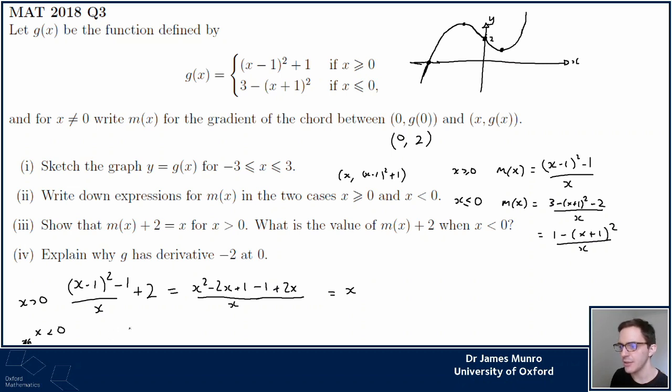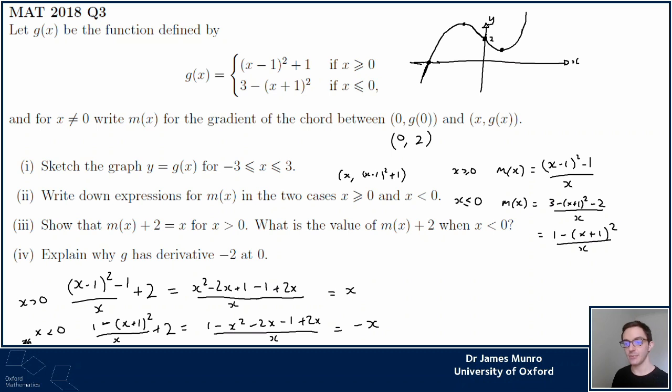I think I'm still asked to work out m of x plus 2, so I'm asked to work out m of x, 1 minus x plus 1 squared. I can already see the 1's are going to cancel. Over x, plus 2 is going to be 1 minus x squared. Careful with all the minus signs. Minus 2x minus 1 plus 2x all over x, which is equal to, the 2x's cancel, the 1's cancel, minus x squared over x, which is minus x. Okay, so we found that when x is positive, m of x plus 2 is x, so m of x is x minus 2, and when x is negative, m of x is minus x minus 2.